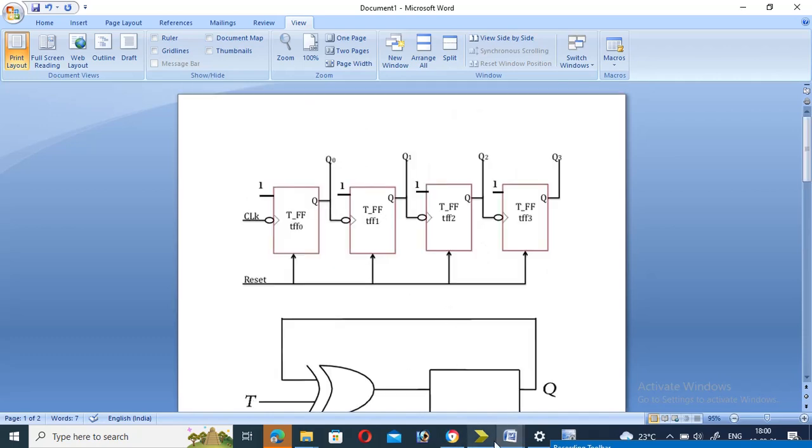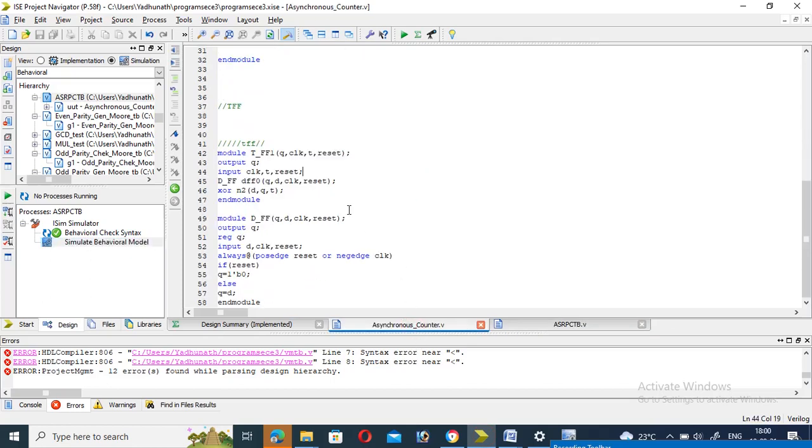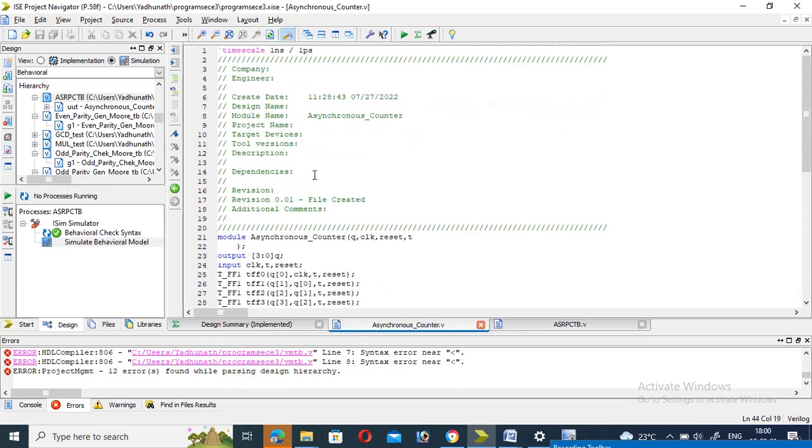Then we will go for the programming point of view. Let us see here. This is the asynchronous counter with the help of a T flip-flop. Let us see the analysis here.